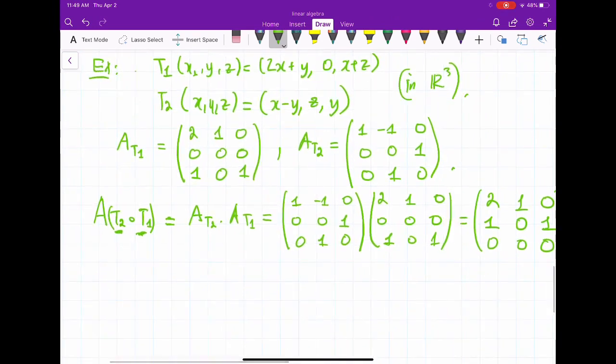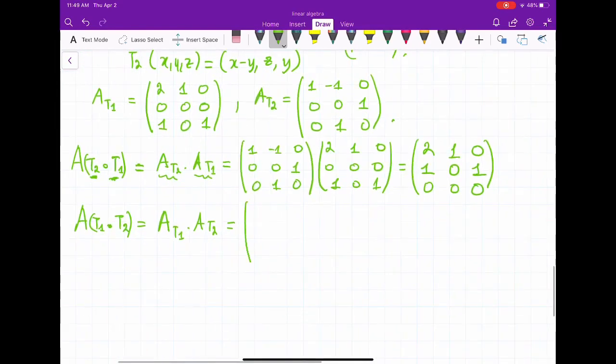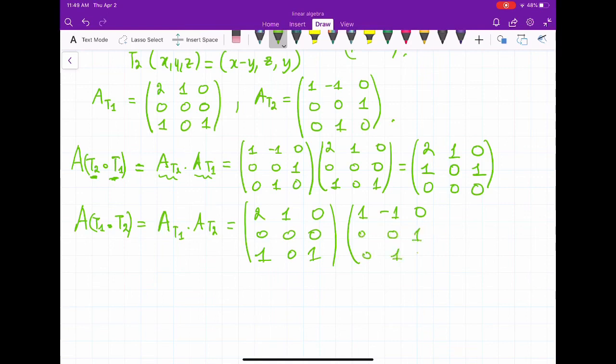All right, now if I want to find the composition of T1 and T2, like T1 after T2, okay, I need to find A. So if I interchange this, I would interchange the A of T1 and T2 in here. So I have A of T1 times A of T2. Make sense? And I have [2, 1, 0; 0, 0, 0; 1, 0, 1] times [1, -1, 0; 0, 0, 1; 0, 1, 0].